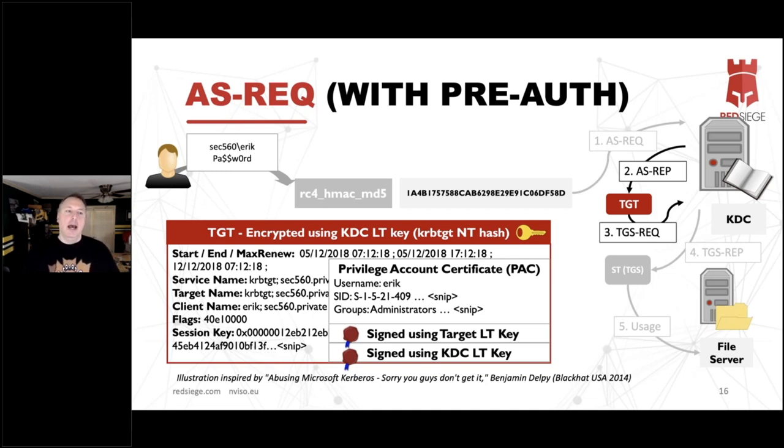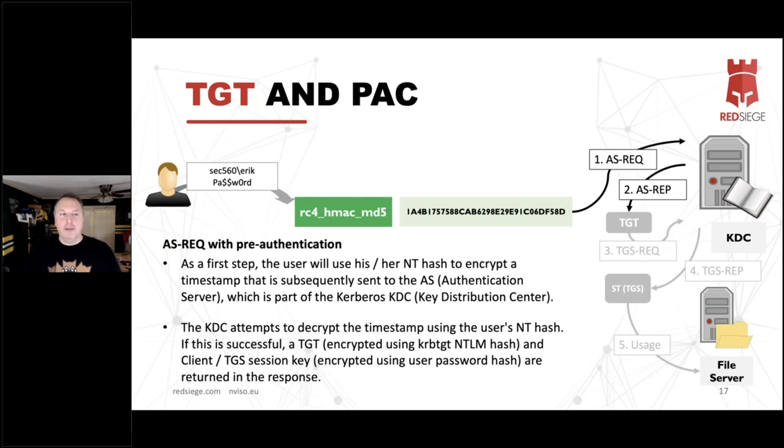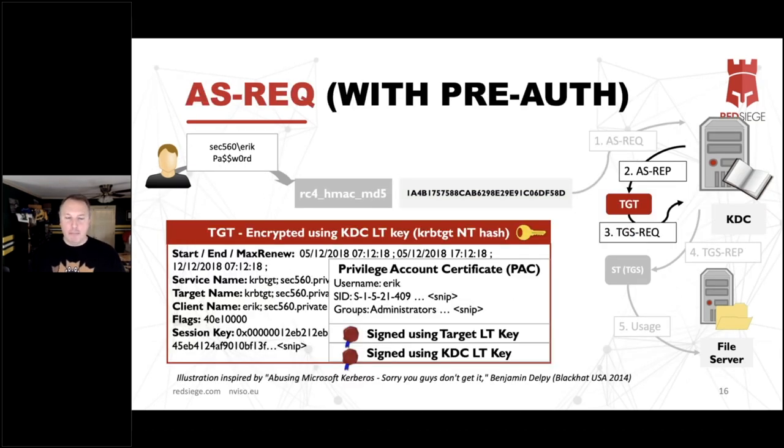I'm going to get a timestamp from the KDC. Whoops, let me jump ahead here, I got these out of order. I'm going to encrypt the timestamp using my password hash and send it back. The KDC, because it knows my password hash, is then going to decrypt it and confirm, hey, is this actually valid, right? At that point, I get my ticket granting ticket, which allows me access to some of those other systems.